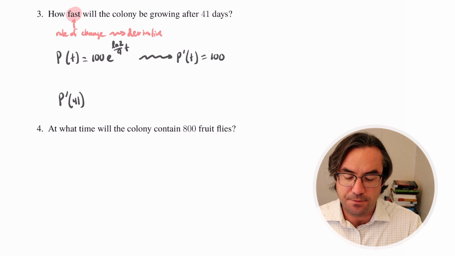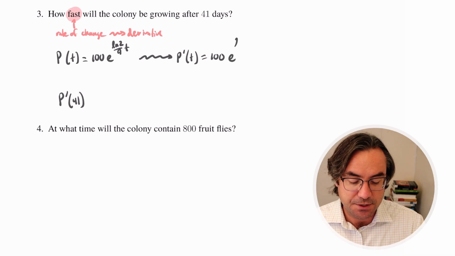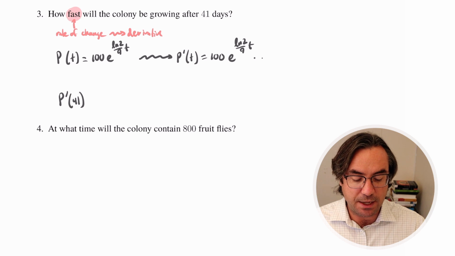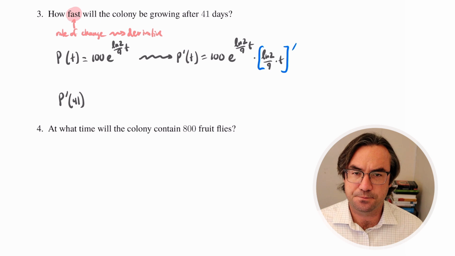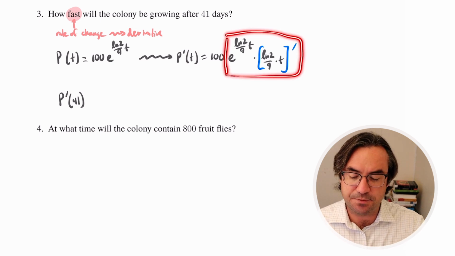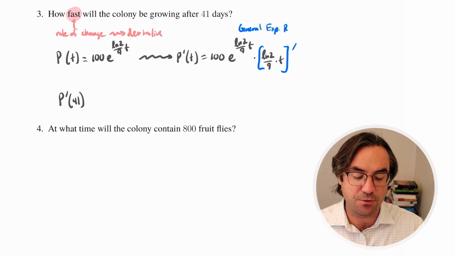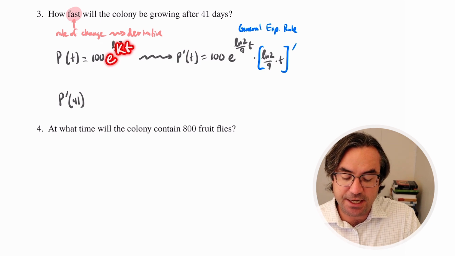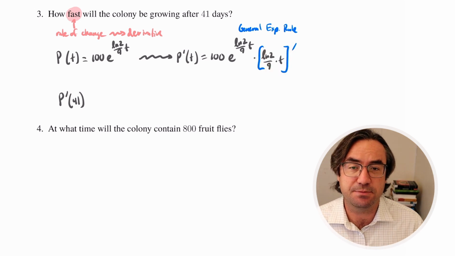So when we do that, the 100 is just a constant multiple, so it stays in front. We're differentiating an exponential term, so the derivative of the exponential term just stays exactly the same. So e raised to the natural log of 2 over 9 times t. But then we multiply by the derivative of the term in the exponent. So this is our general exponential rule, our special case of chain rule that we saw for exponential functions. So when we have an exponential function where it's e raised to the k times t, the exponential part stays the same, and then we multiply by the derivative of the terms in the exponent.